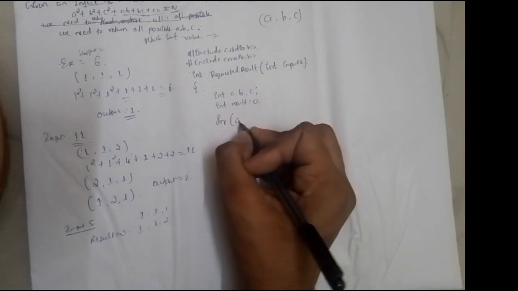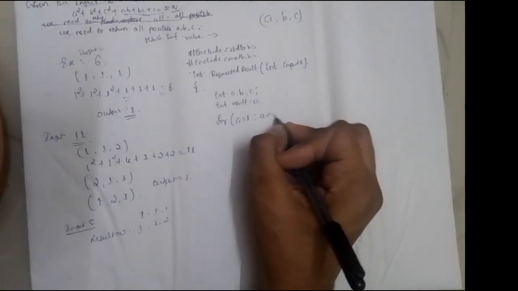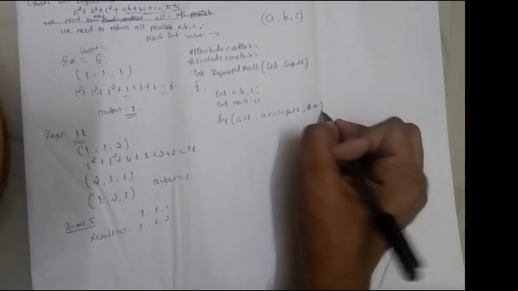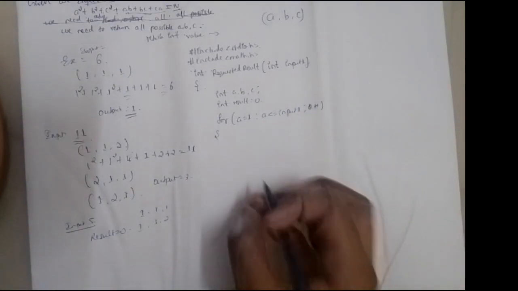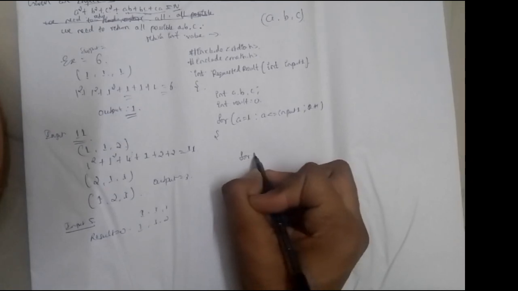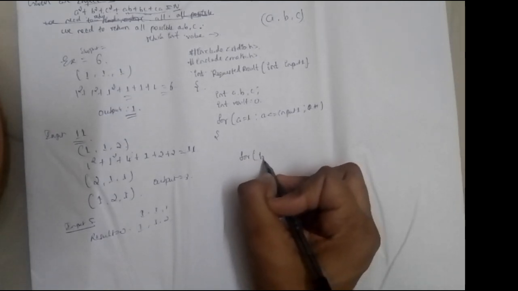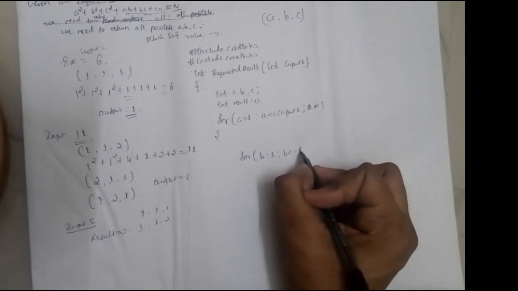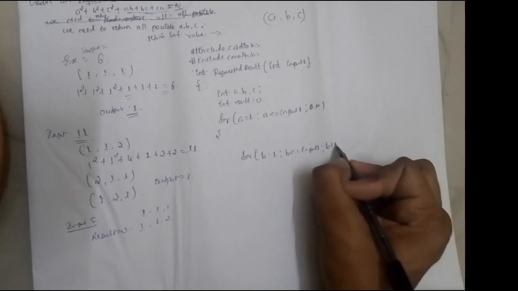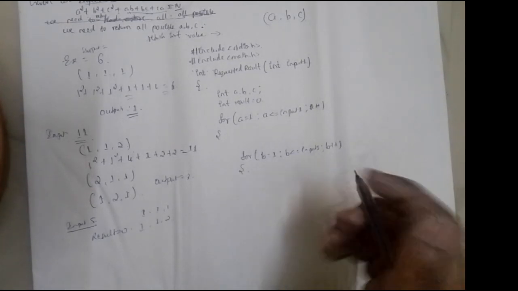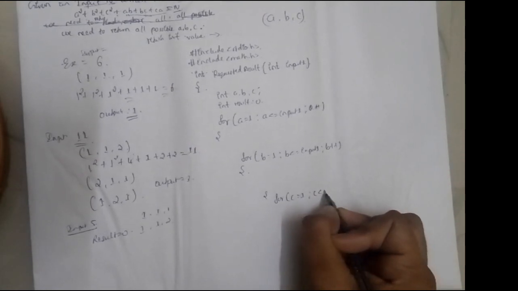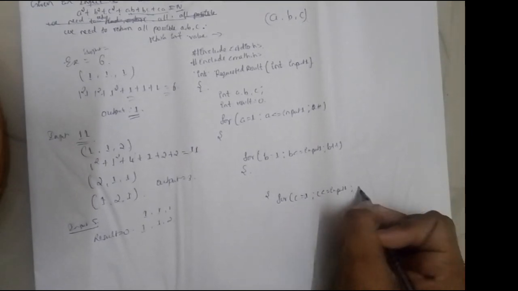For a is equal to 1, a less than or equal to input 1, a plus plus. I will give some space because afterwards I will say why I left that space. For b is equal to 1, b less than or equal to input 1, b plus plus. Similarly I will leave some space. Another nested loop, c is equal to 1, c less than or equal to input 1, c plus plus.